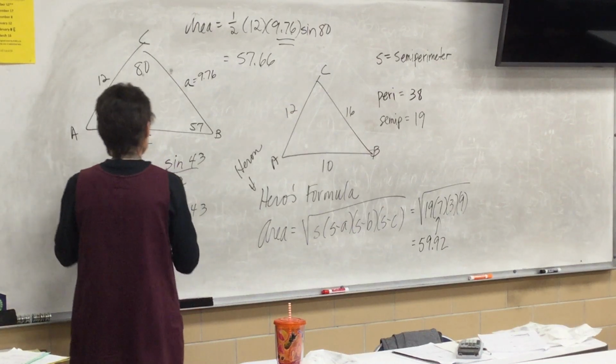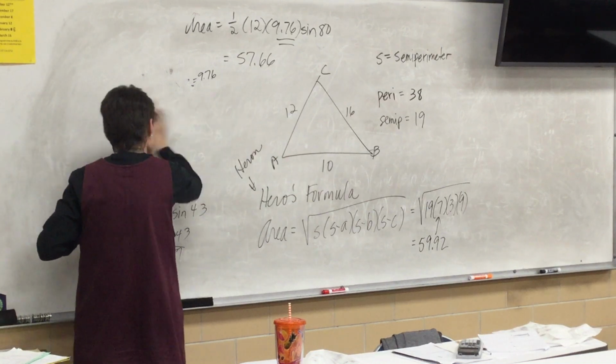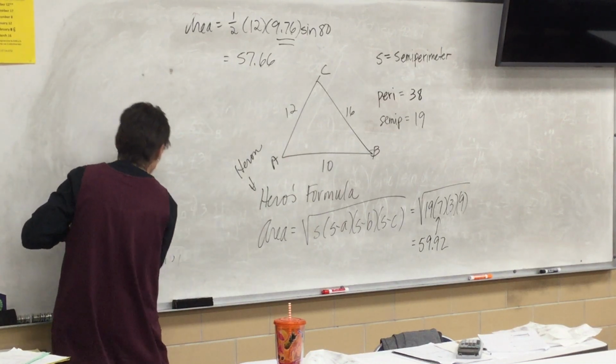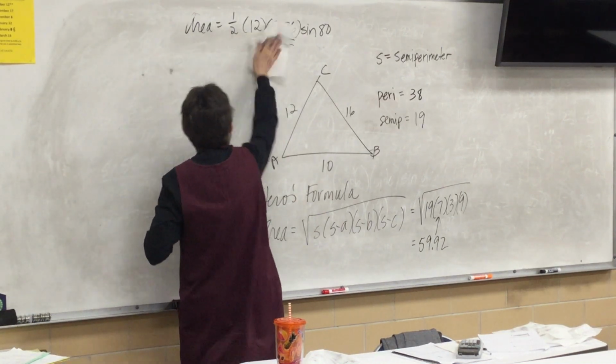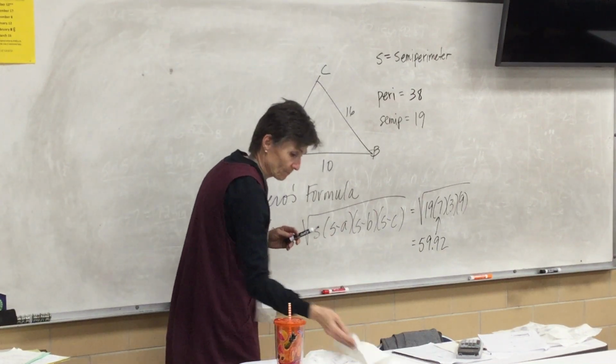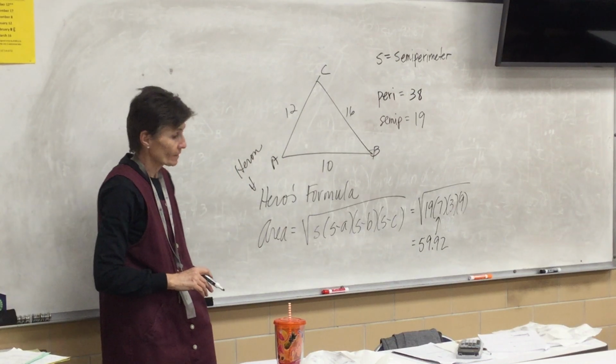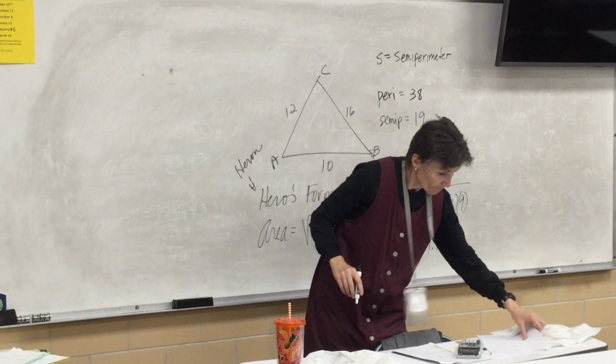Obviously, you cannot do Hero's formula if you don't know all three sides, because the foundation of Hero's formula is the semi-perimeter. And if you don't know the perimeter, you can't do it. And the only way you know the perimeter is to have all three sides. All right, well, there's one more of those. Let's give it a shot.